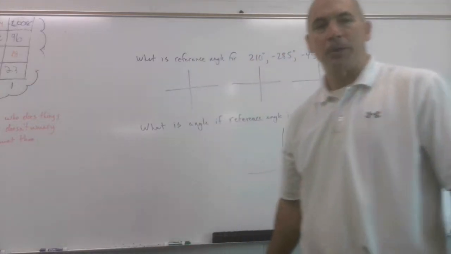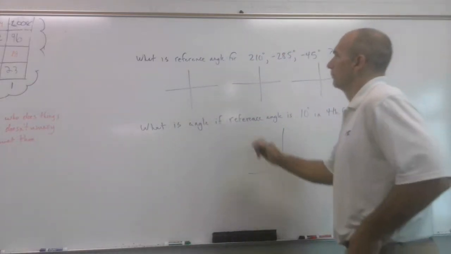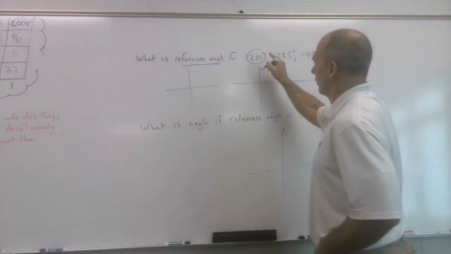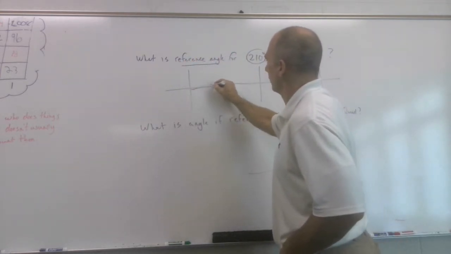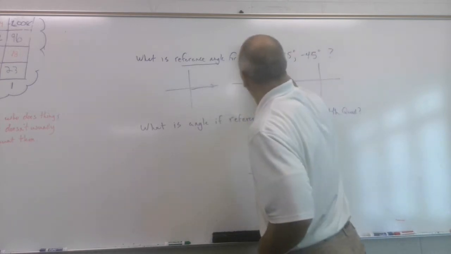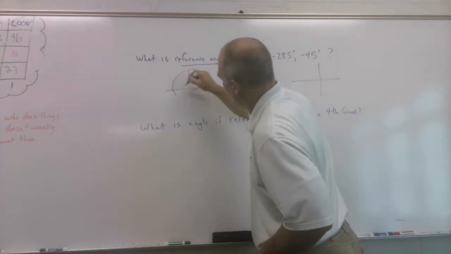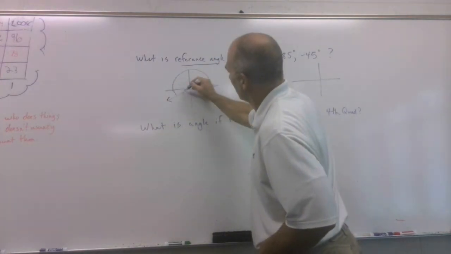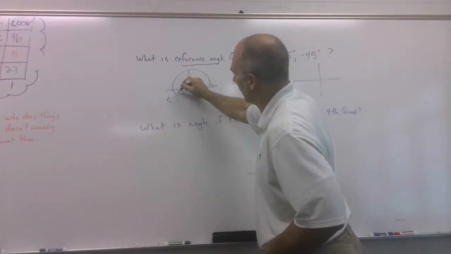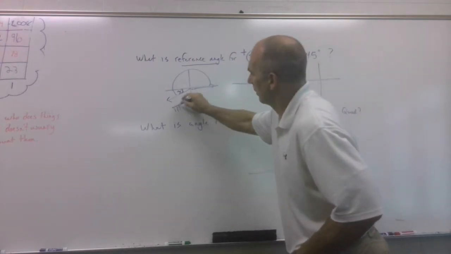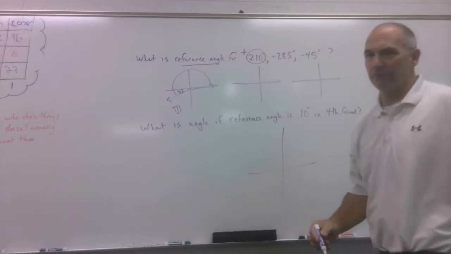Here comes some sample problems just to check your understanding. What is the reference angle for 210? Let's start right there. So we take our spinner, we spin it up because there's an invisible plus 180 plus 30, and we stop. Now that has to be my reference angle, so that would be 30 degrees. What quadrant is it in? Third quadrant. I just throw that in for free.